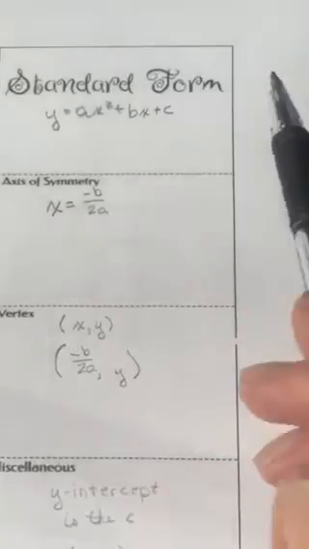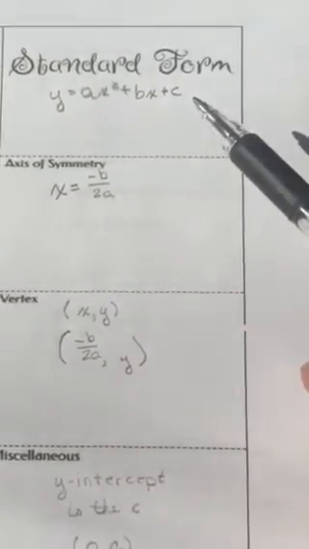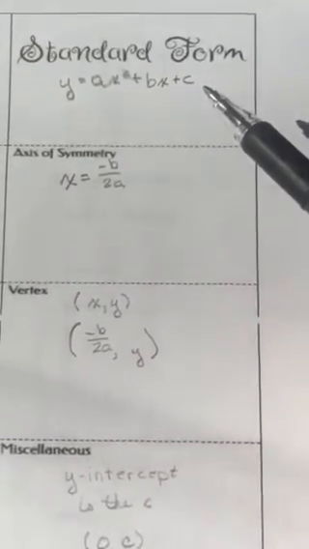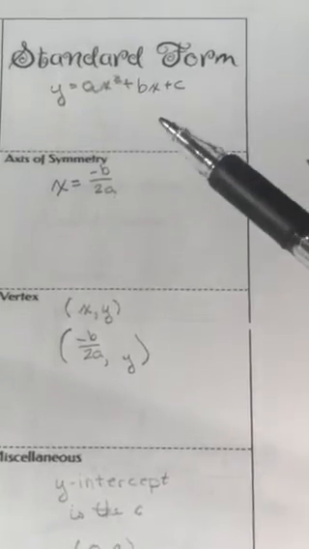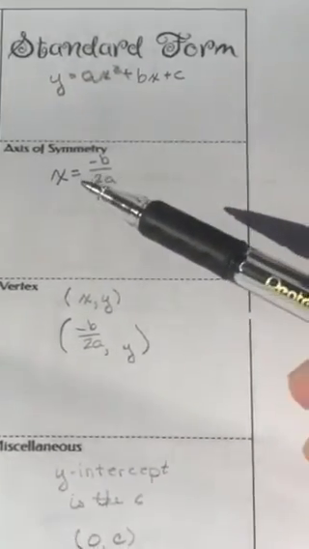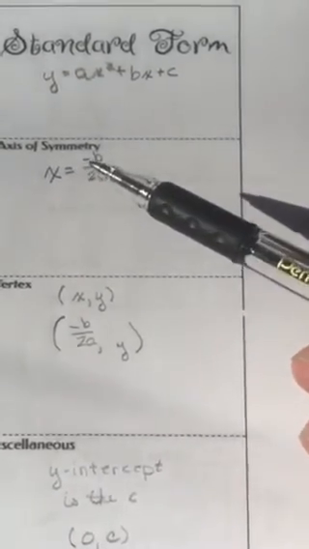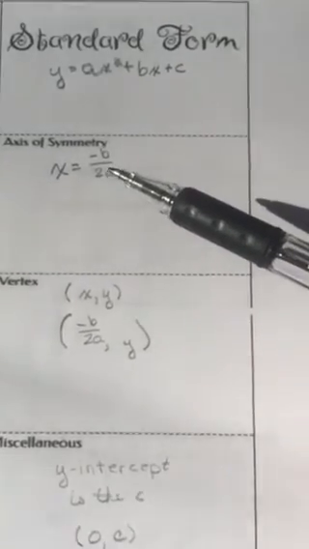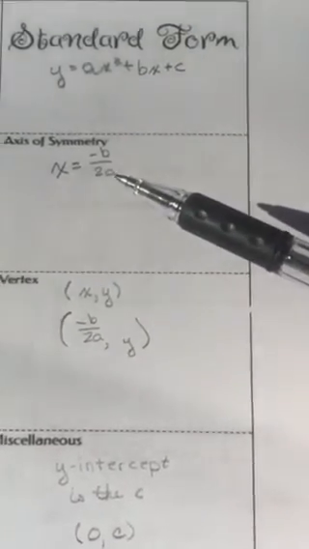When you have the standard form, we're going to want the same important information, but it's going to come from different places. So you identify your a, your b, and your c. To find your axis of symmetry, your vertical line x equals, take the opposite of your b value divided by 2 times your a value.